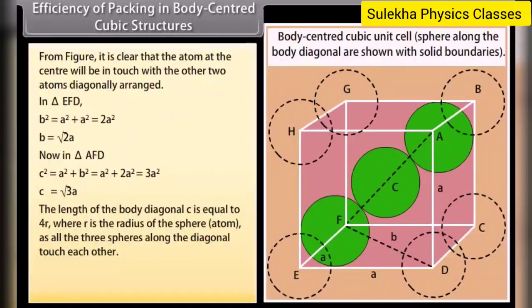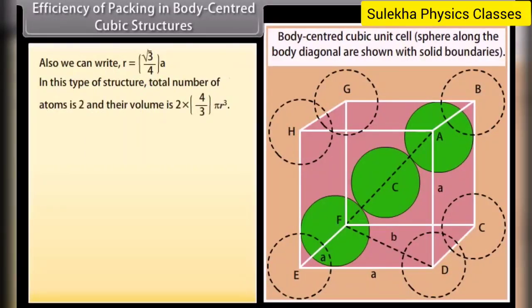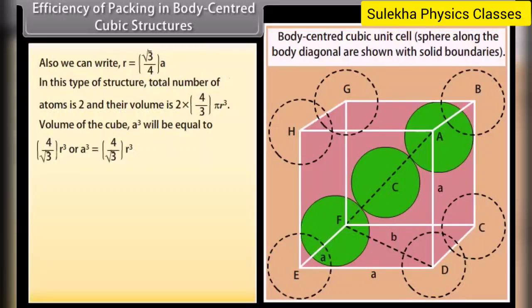The length of the body diagonal c is equal to 4r, where r is the radius of the sphere atom, as all the three spheres along the diagonal touch each other. Therefore, square root 3 a is equal to 4r. a is equal to 4r upon square root 3. Also, we can write r is equal to square root 3 upon 4 a. In this type of structure, total number of atoms is 2 and their volume is 2 into 4/3 pi r cube. Volume of the cube, a cube, will be equal to (4 upon square root 3 r) cube.